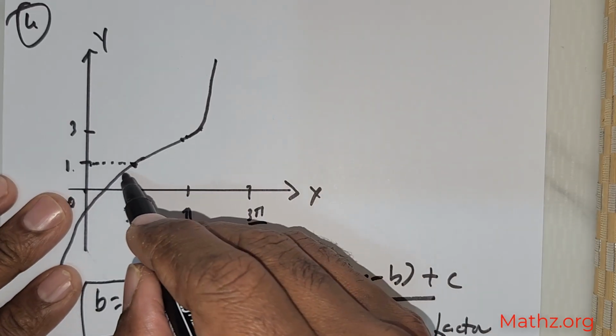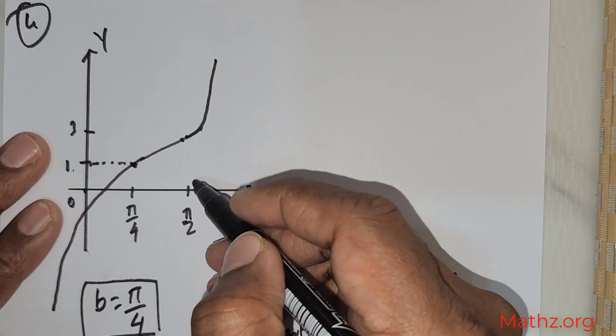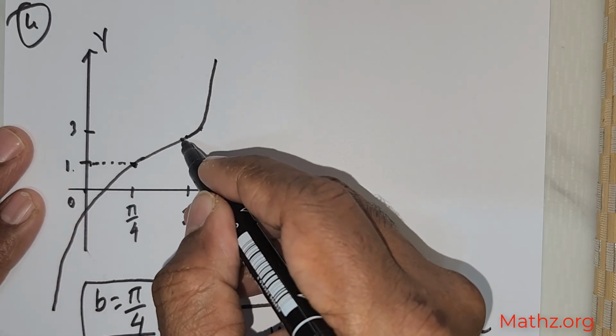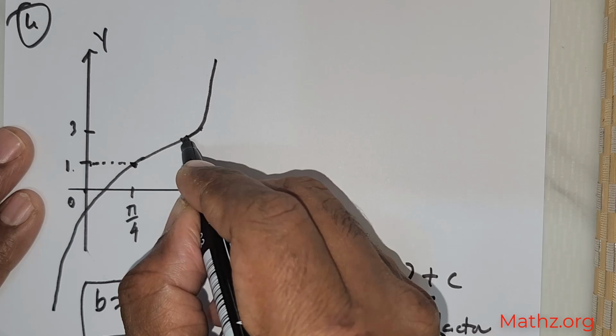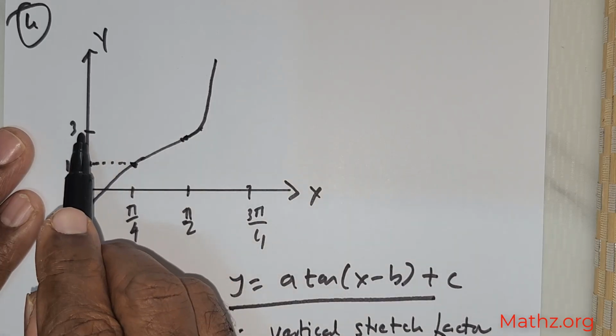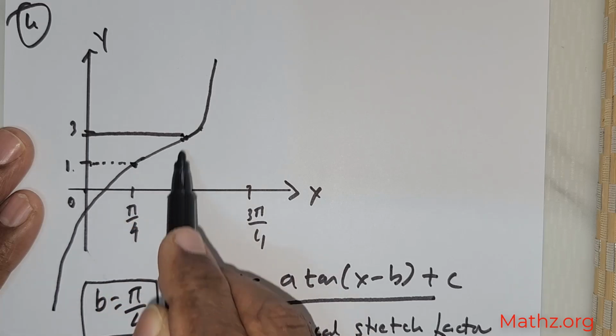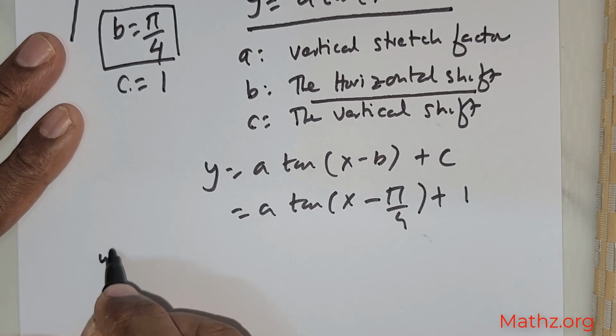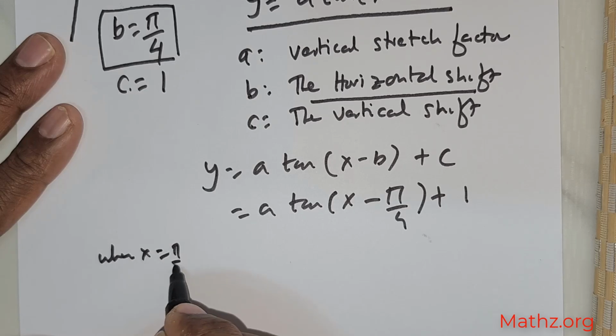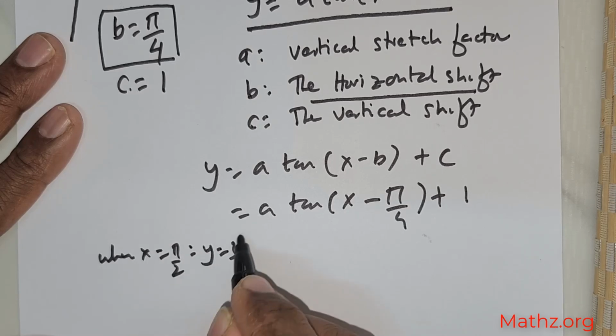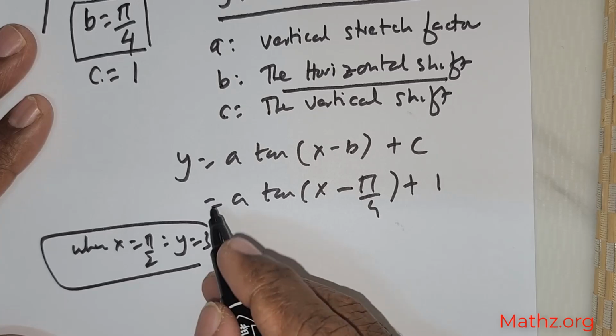Now you see there is another turn that is observed at pi over 2. Clearly you can see at pi over 2 there is a corresponding y value. So take that. When x is equal to pi over 2, what do you get? You get y is equal to 3. Take that and substitute it here.